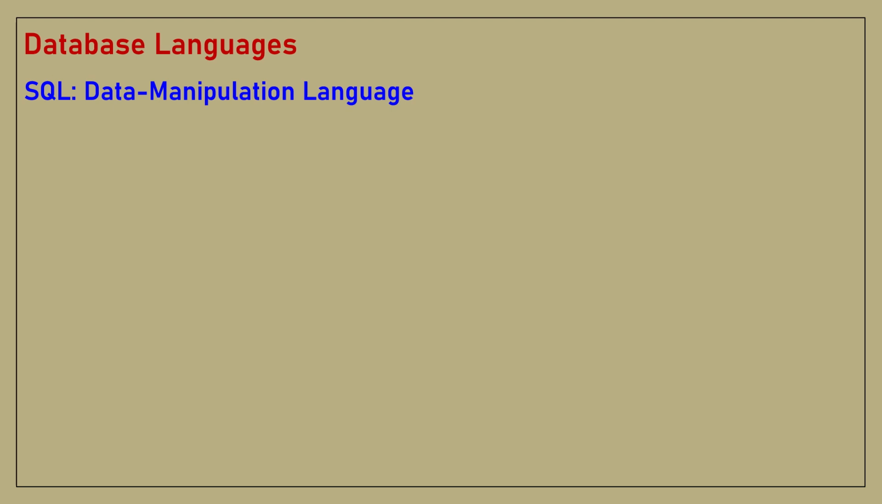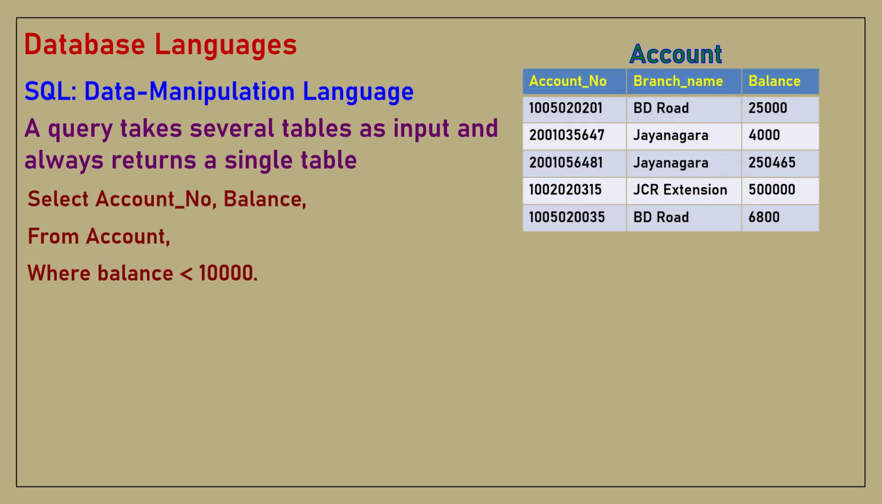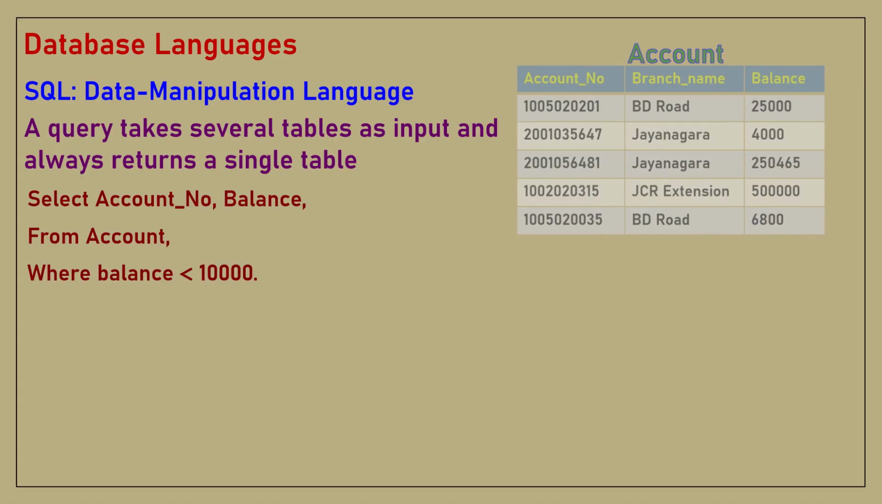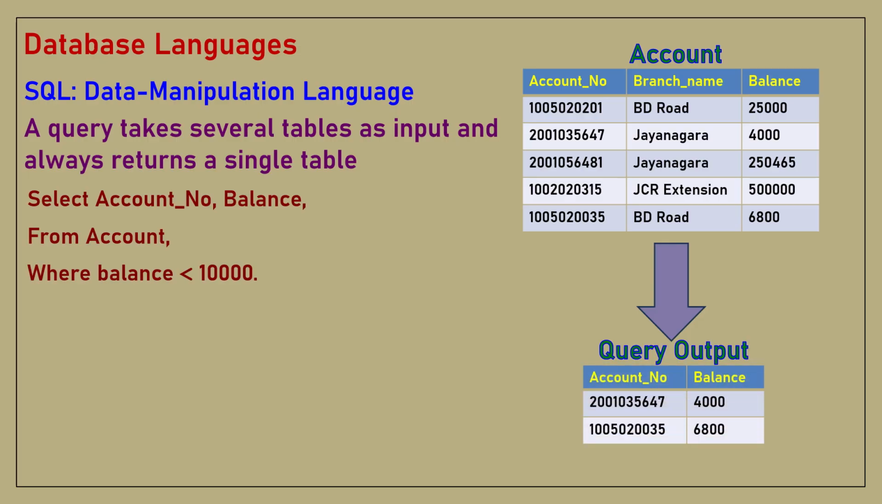The SQL data manipulation language. A query takes several tables as input and always returns a single table. Here is an example of an SQL select query: select account_number, balance from account where balance is less than 10,000. Here the query takes one table, account, as input, and gives output with two columns, account number and balance, with only rows specifying given criteria.